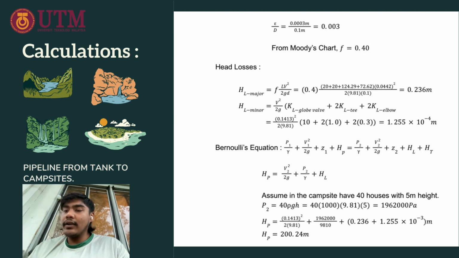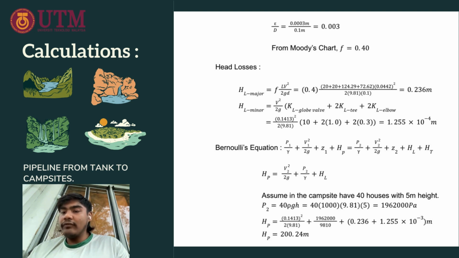And lastly, we got 2 KL for the elbow, 90 degree elbow. And T is branching, it is branch flow. And root valve is fully open. After we calculate all that, we got our HL minor equal to 1.255 times 10 power of negative 4 meter.